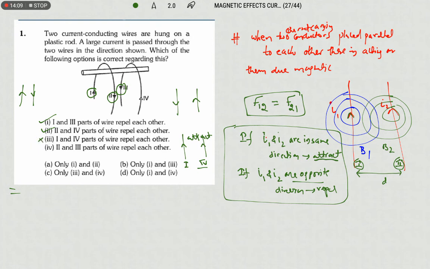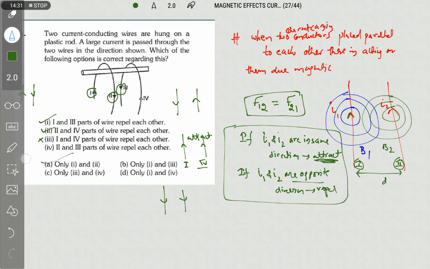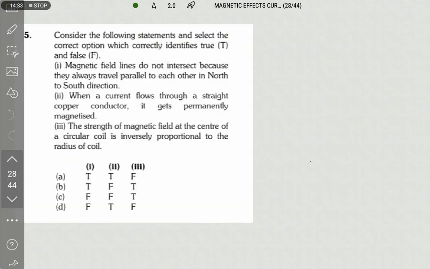Next, 2 and 3 parts of the wire repel each other. 2 is downwards and 3 is also downwards. Again they will attract. If the direction of current is the same, they will attract. So what are the right options here? 1 and 2 are the correct options regarding this question. So option A. Now let us see the next one.